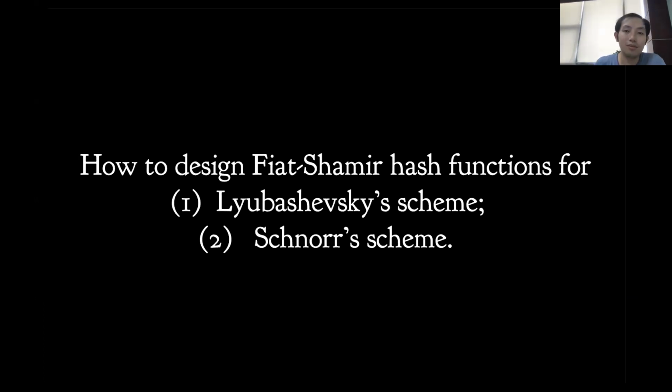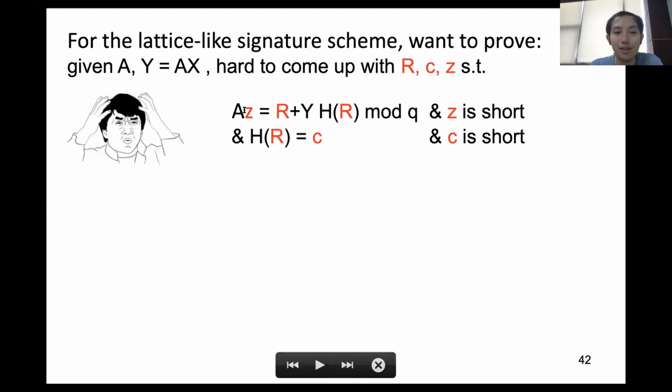To solve the Fiat-Shamir problem for Vadim's protocol, the observation is the following. We observe that the unknown Z appears in the domain of the SIS instance, and R appears in the range of the SIS-type one-way function. In some sense, the hash function is mapping in the reverse direction: it maps a long string to a short one. So the hash function is the reverse of the SIS-type one-way function.